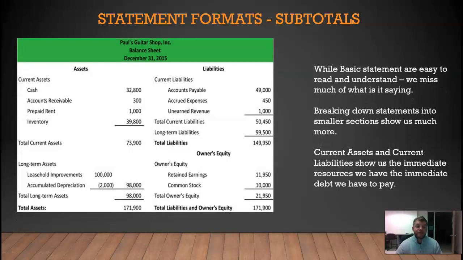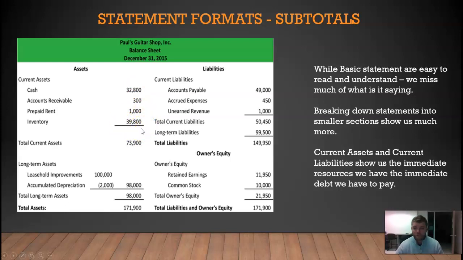While basic statements are easy to read and understand, we miss much of what they are saying. So breaking it down into smaller sections helps us. Hence, the current liabilities and the current assets are one of those ways that we break it down into smaller sections. And we can talk about the immediate debt that we have, which is within 1 year. So this year, I'm going to have to pay off $50,000. And the immediate assets I have are $39,800.